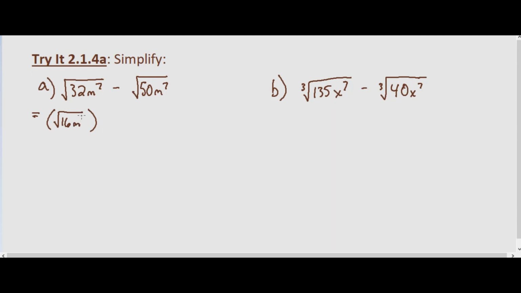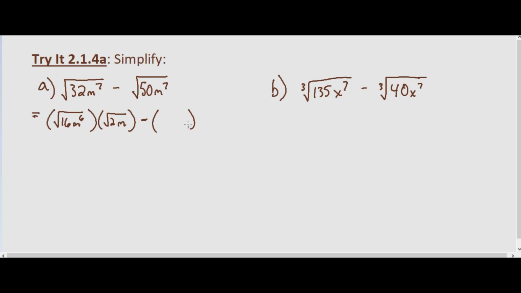And then we're taking the square root, so we want the exponent to be even on the variable, so m to the 6th. And what are we left with? We're left with the square root of 16 times 2, so the square root of 2. And then m to the 6th times m would give us m to the 7th. So we're left with the square root of 2m.